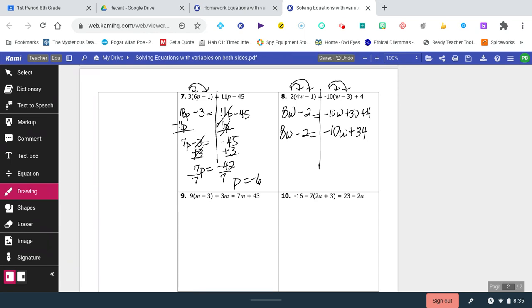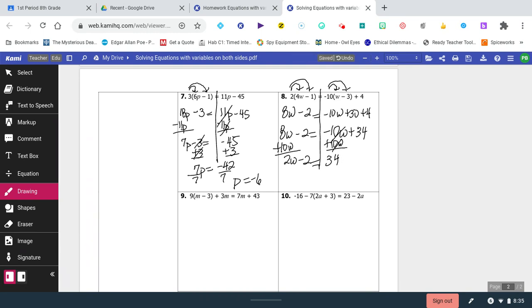Now I'm going to move on to step 3, remove one of the variable terms. So I'm going to choose to get rid of the negative 10W. So how do you get rid of a variable term? You just change the sign. So I'm going to change it to positive 10W. So you end up with 2W minus 2. These will cancel, equals 34. And then you have a basic two-step equation.